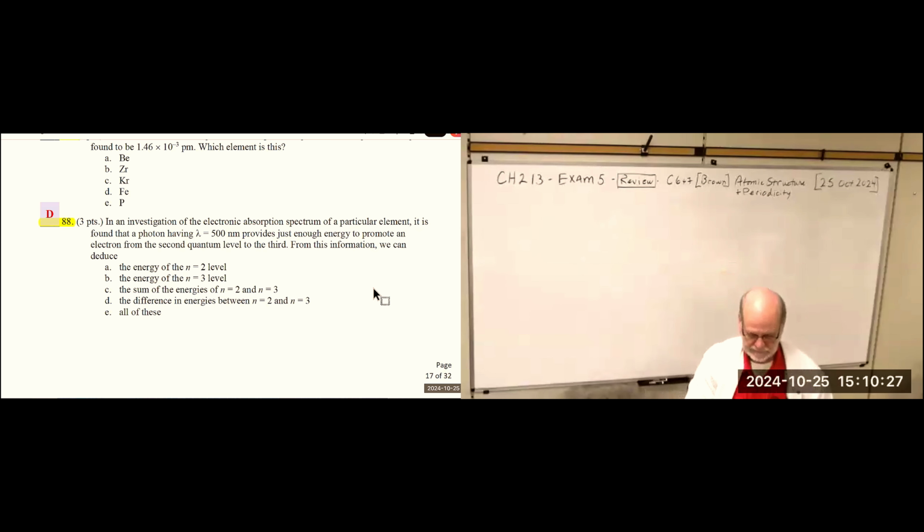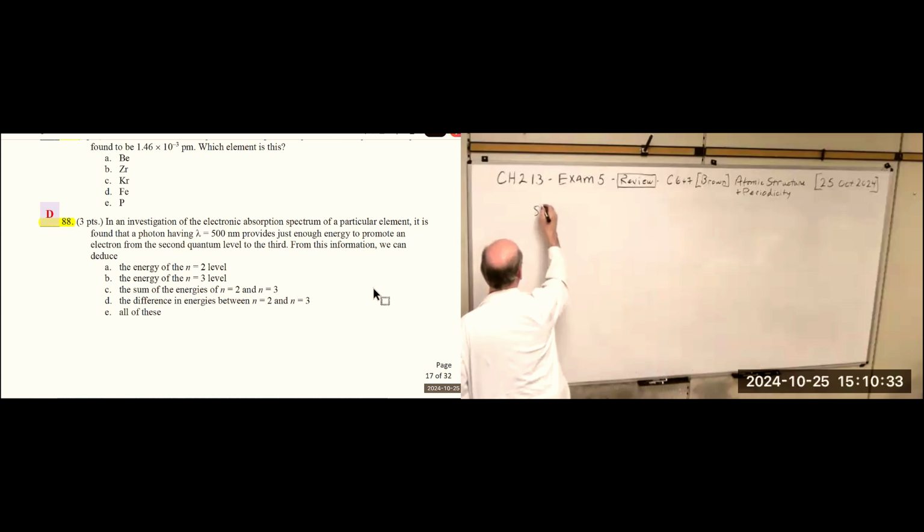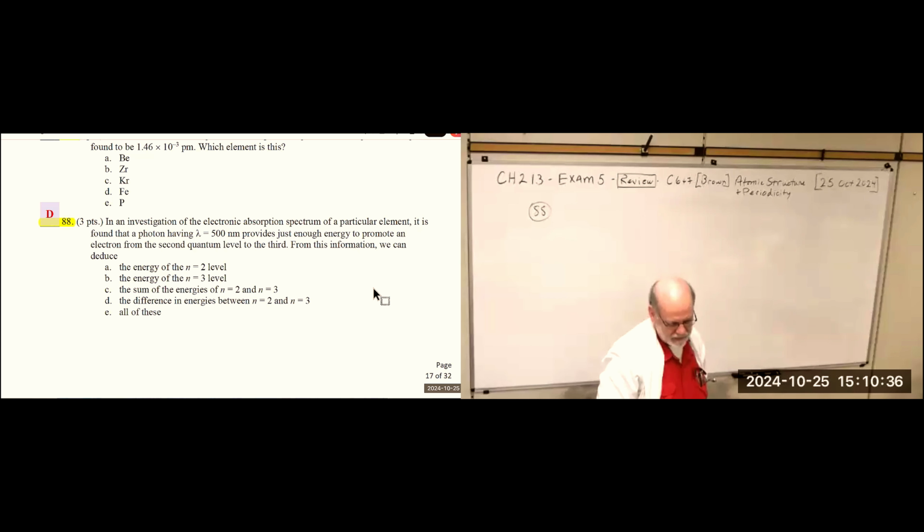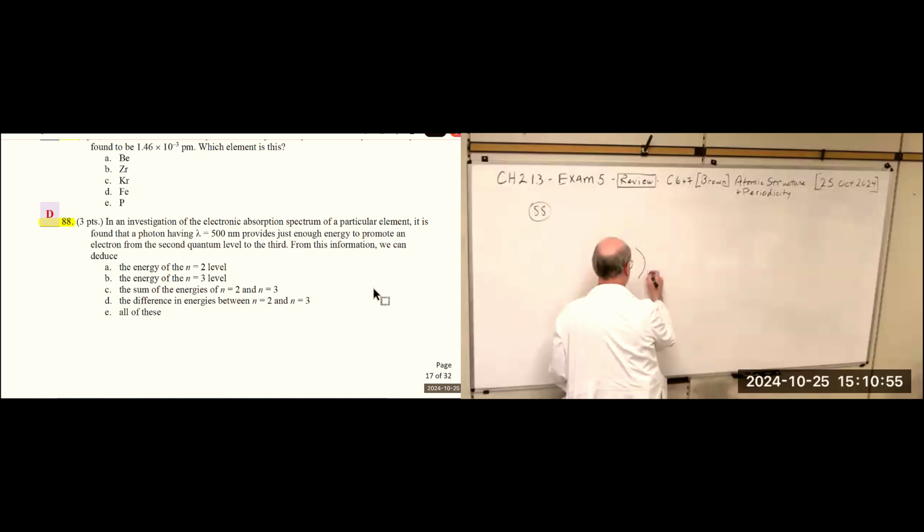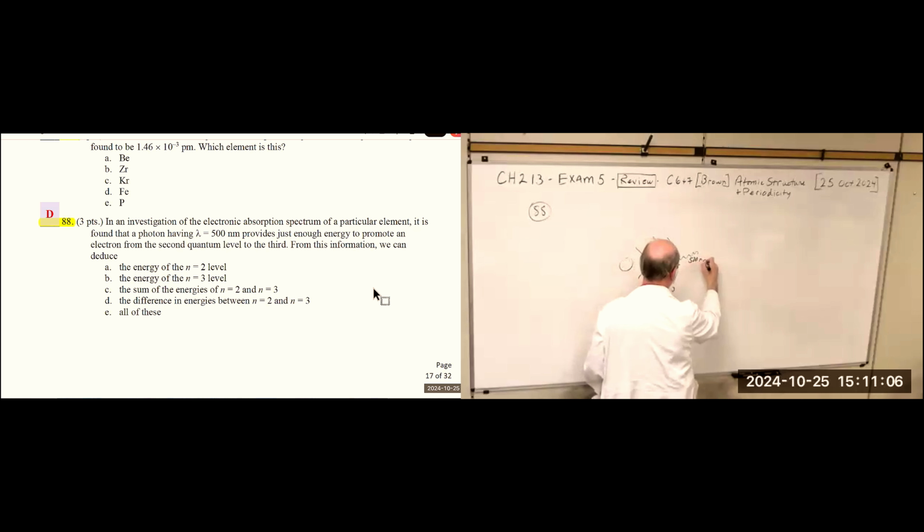Let's see how we're doing. Running out of time. 88. In an investigation of the electron absorption spectrum of a particular element, it's found that a photon having 500 nanometers wavelength provides just enough energy to promote an electron from the second quantum level to the third. From this information, we can deduce. Okay, so we've got an electron moving from here to here. That means energy has to come in at 500 nanometers wavelength.